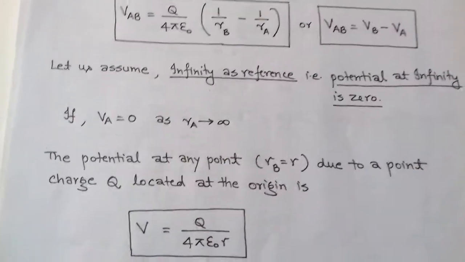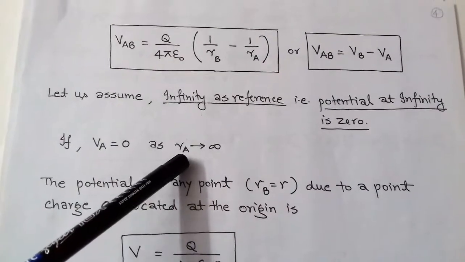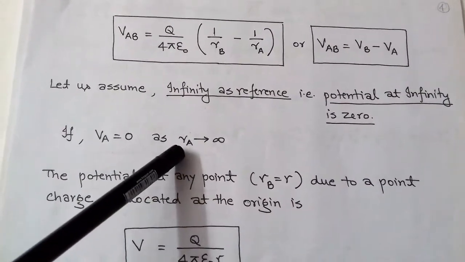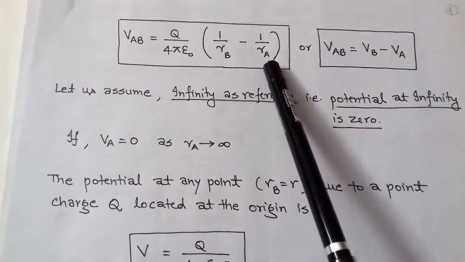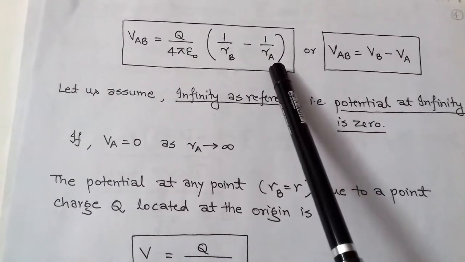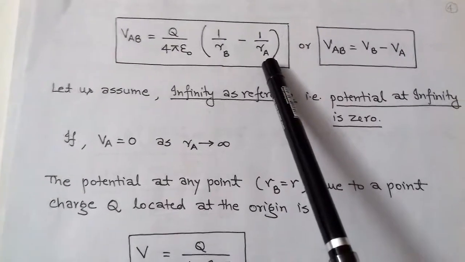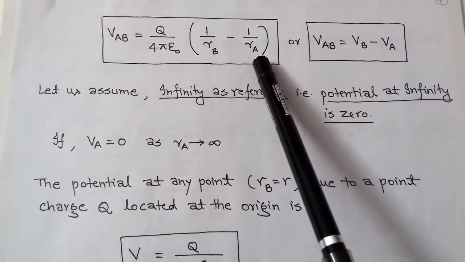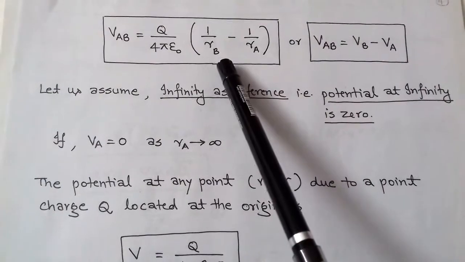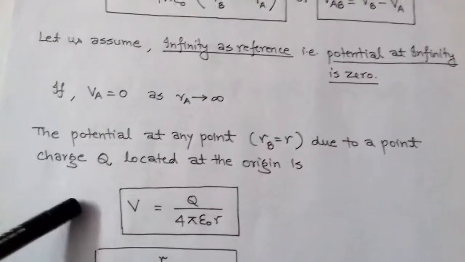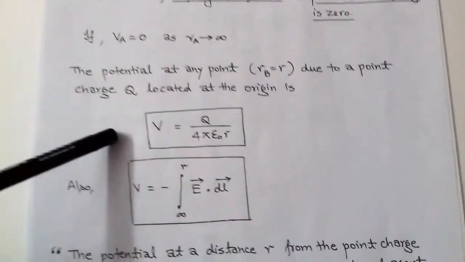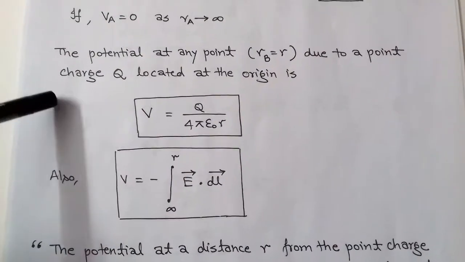So VA equals 0, and this position distance RA is infinity. The point A is at infinity, so this distance tends to infinity. After putting the value of RA equal to infinity, 1 upon infinity is equal to 0, so we get only 1 upon RB.